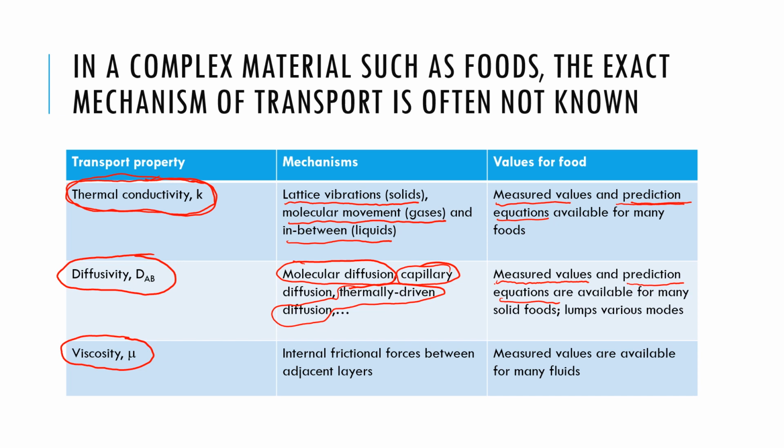So likewise, viscosity represents internal friction forces between adjacent layers, and we can look at detailed descriptions of the molecular processes, but it would be hard to come up with prediction equations for viscosity for most practical food products. So then what we do is we use measured values for most of these fluids.